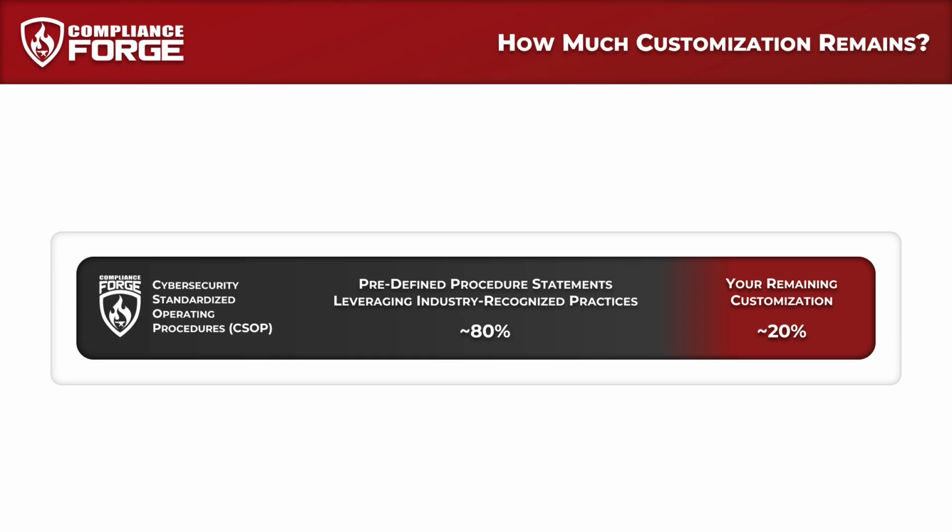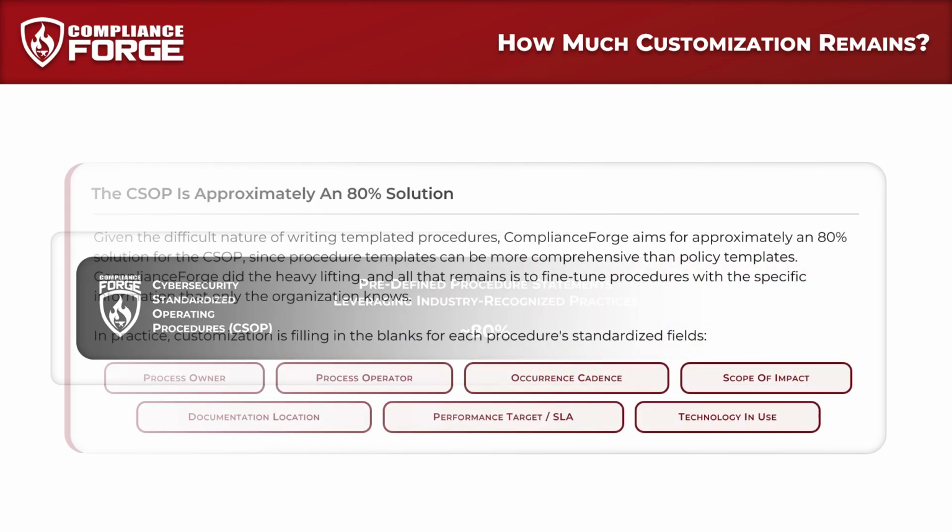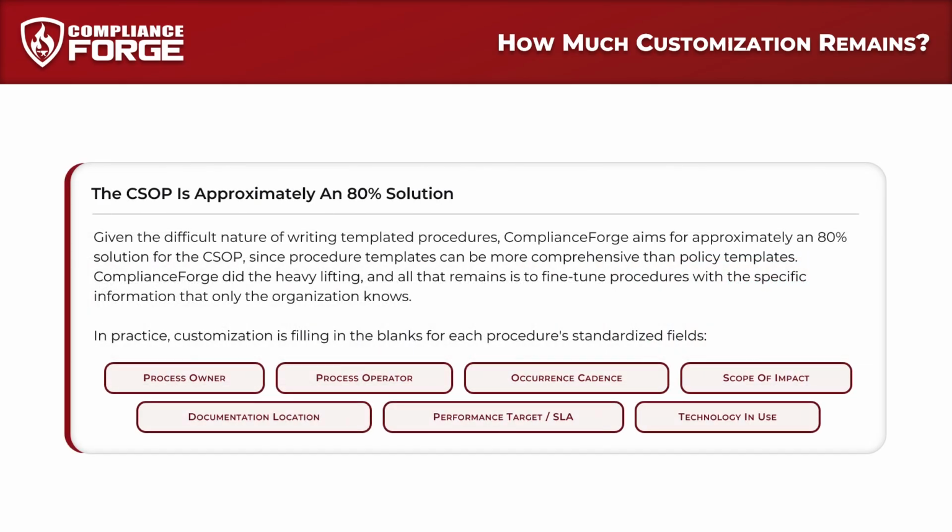So how much work is left for you? Here's the customization process at a glance. ComplianceForge aims for approximately an 80% solution for the CSOP, since procedure templates can be more comprehensive than policy templates. ComplianceForge did the heavy lifting, and all that remains is to fine-tune procedures with the specific information that only your organization knows. In practice, customization is filling in the blanks for each procedure's standardized fields, the process owner, for example, your CISO or cybersecurity director.